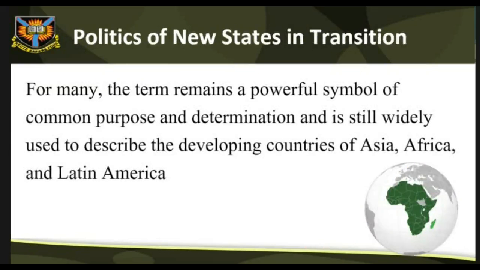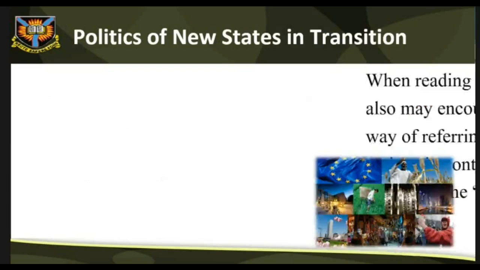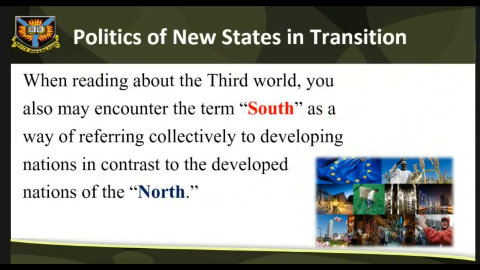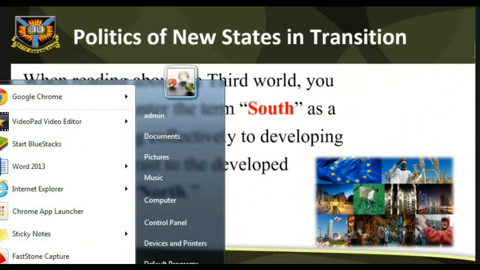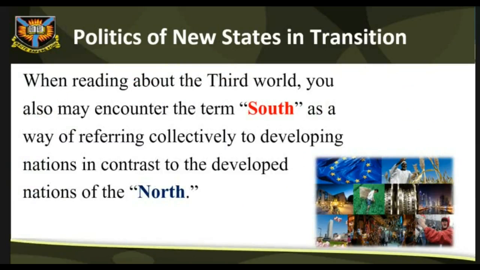We believe that Third World remains a valid and important concept to use in the study of comparative politics. We also use other forms such as developing and less developed interchangeably with third world. When reading about the third world, you also may encounter the term South as a way of referring collectively to developing nations in contrast to developed nations of the North. Like third world, South has achieved a certain symbolic importance by conveying the fact that there are enormous differences between the richer and poorer nations of the world.